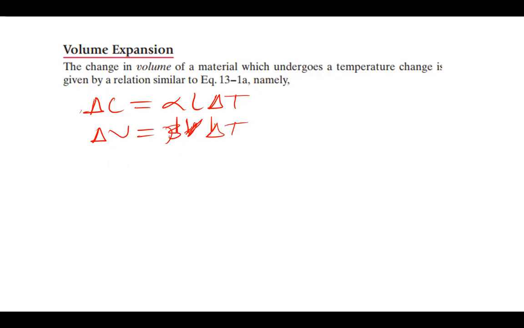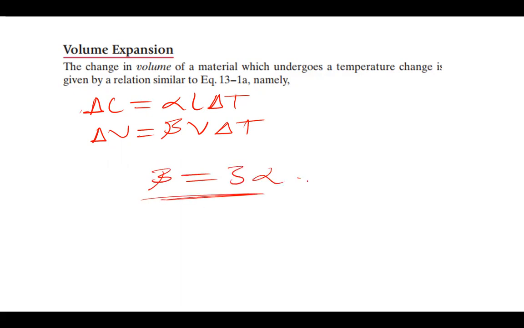Let me just write it properly. The change in volume is given by beta, then V, then the change in temperature. And of course, we said beta is given by 3 alpha. So this is how you deal with volume.